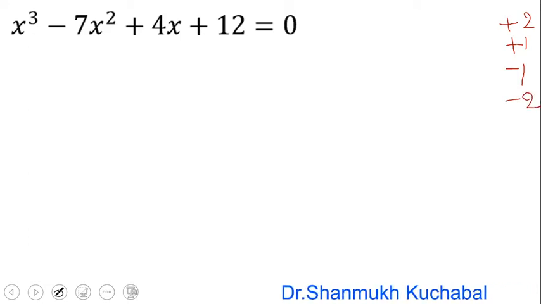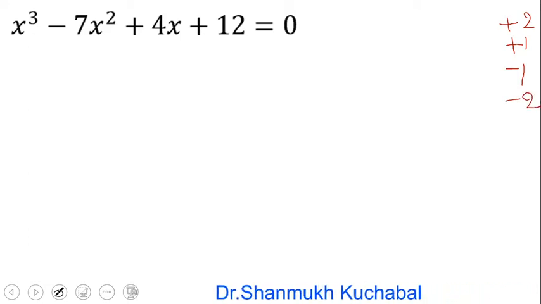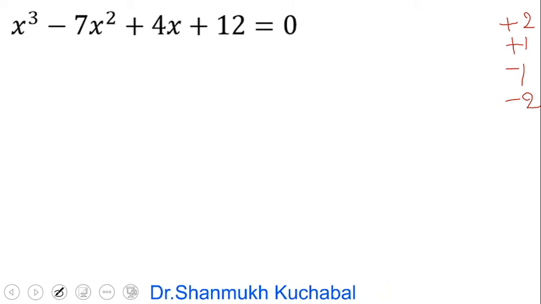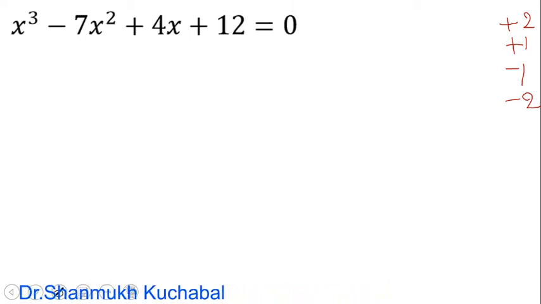Then if I take x equal to plus 1, I am going to get 1, minus 7, plus 4, plus 12. So we are not going to get 0 equal to 0. The first one is a wrong answer.